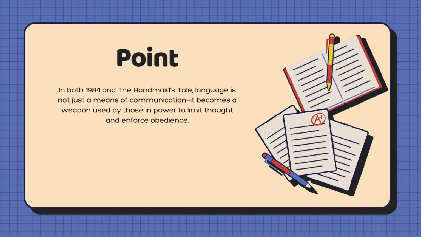It names both texts, it introduces the key idea, language and control, and it tells us that we're looking at the similarity between both. So it's already setting up for that comparison. When you write your own point, start by saying in both texts, or similarly, each text shows, to make it clear that you are comparing.